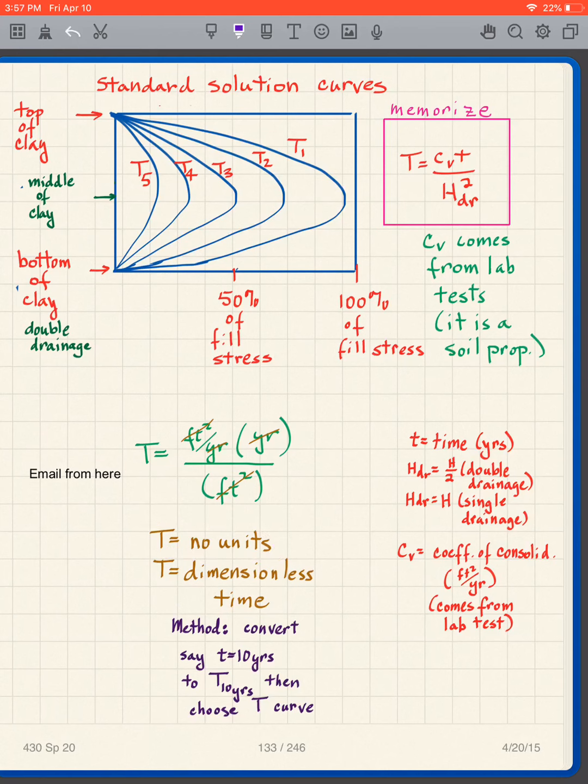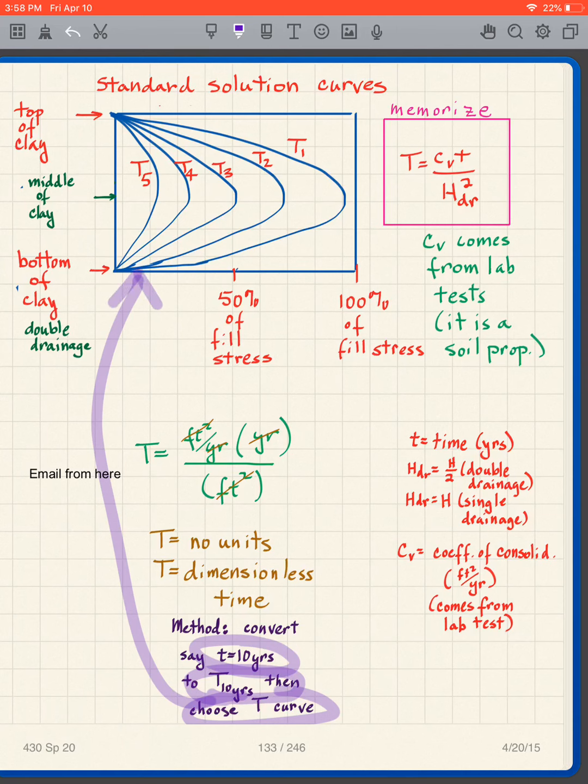And so what we're going to do with our method is convert a small t, say of 10 years, to a capital T, and then choose which curve to use for our solution. So once again, the small t will be given, because that's the time of interest for us. The capital T we calculate. And then that capital T is going to guide us to which curve do I use in my standard solution plot.